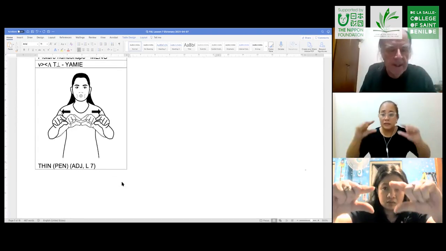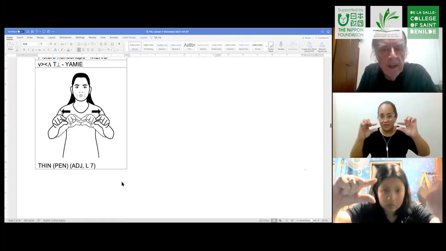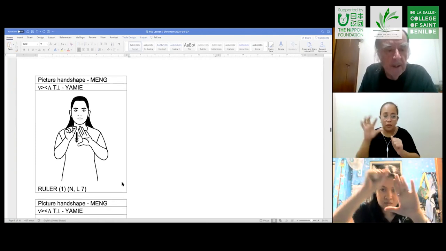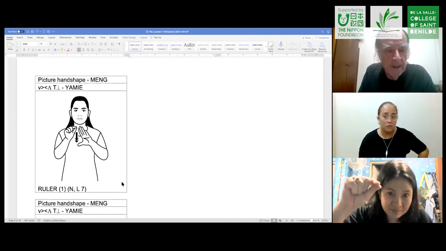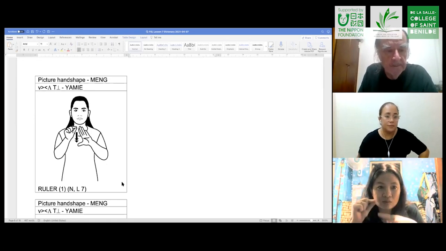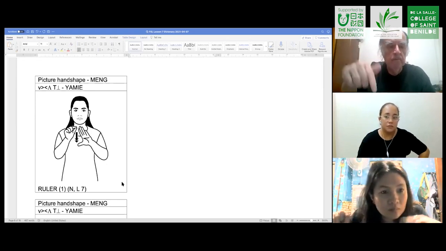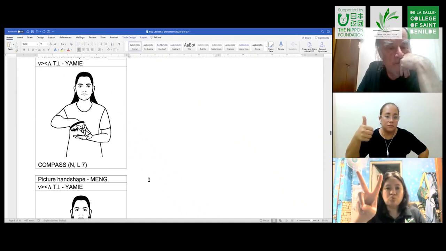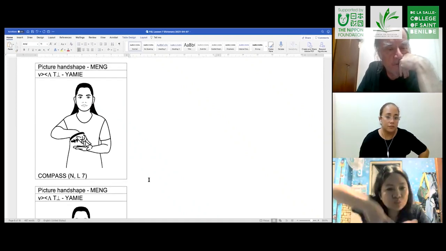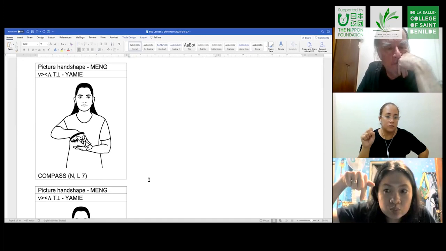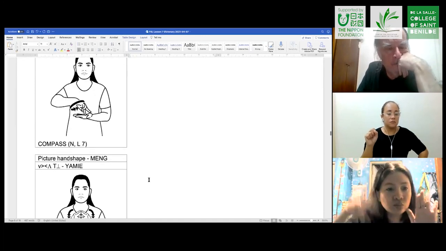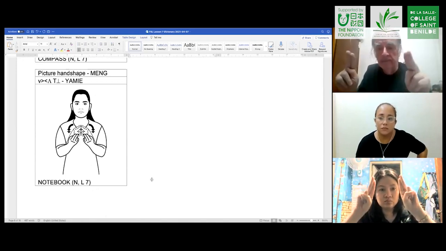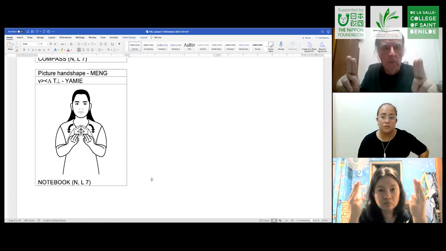Okay, so yes, no contact. Right. No contact. And with contact, okay, so ruler. It does contact the thumb. Mm-hmm. Okay. Compass. Mm-hmm. This is the handshape for notebook. Okay.